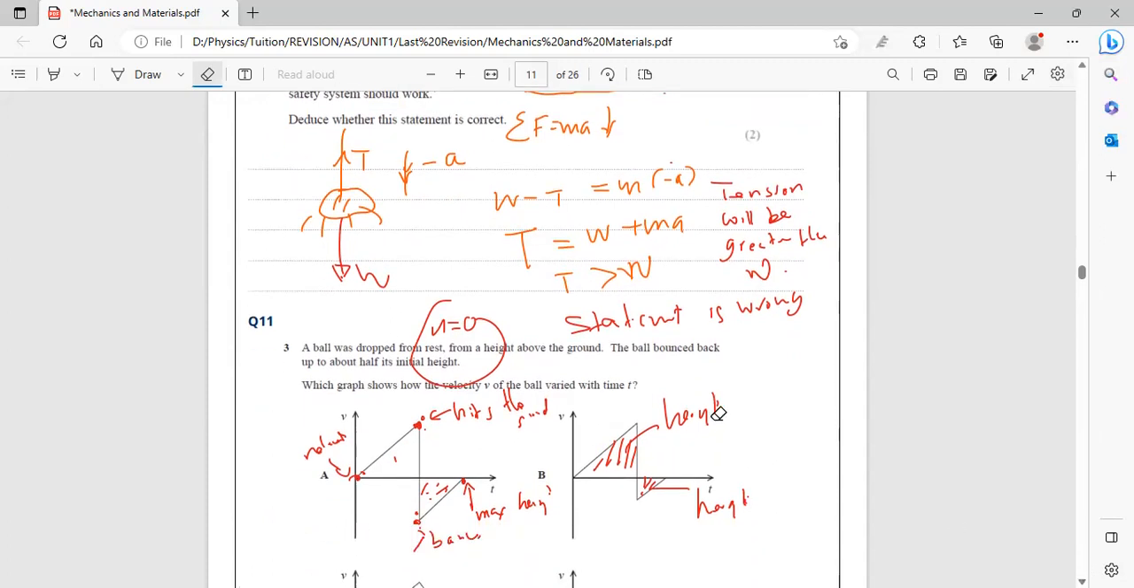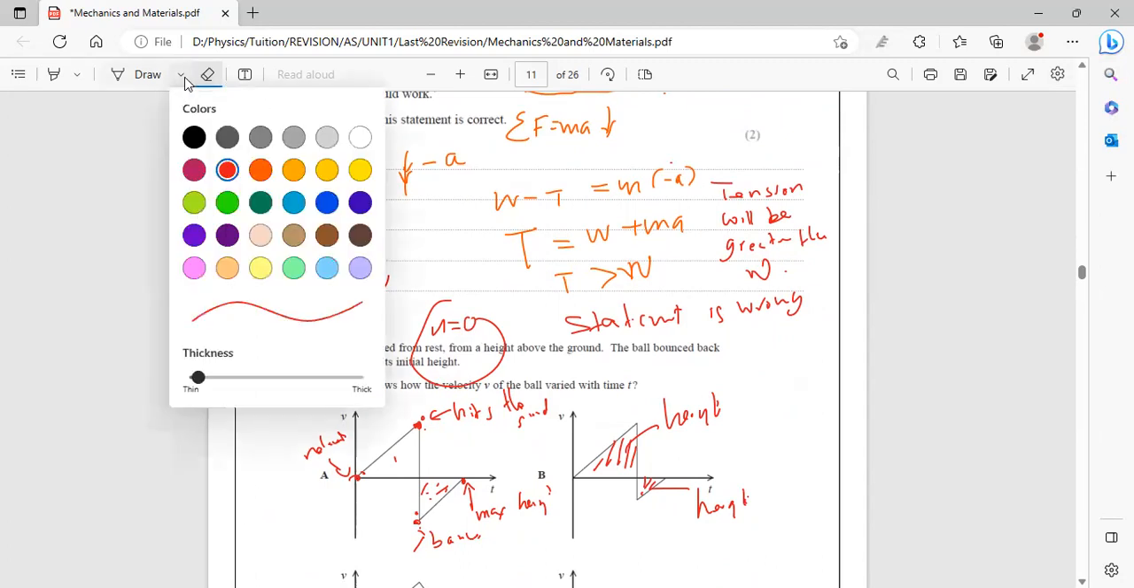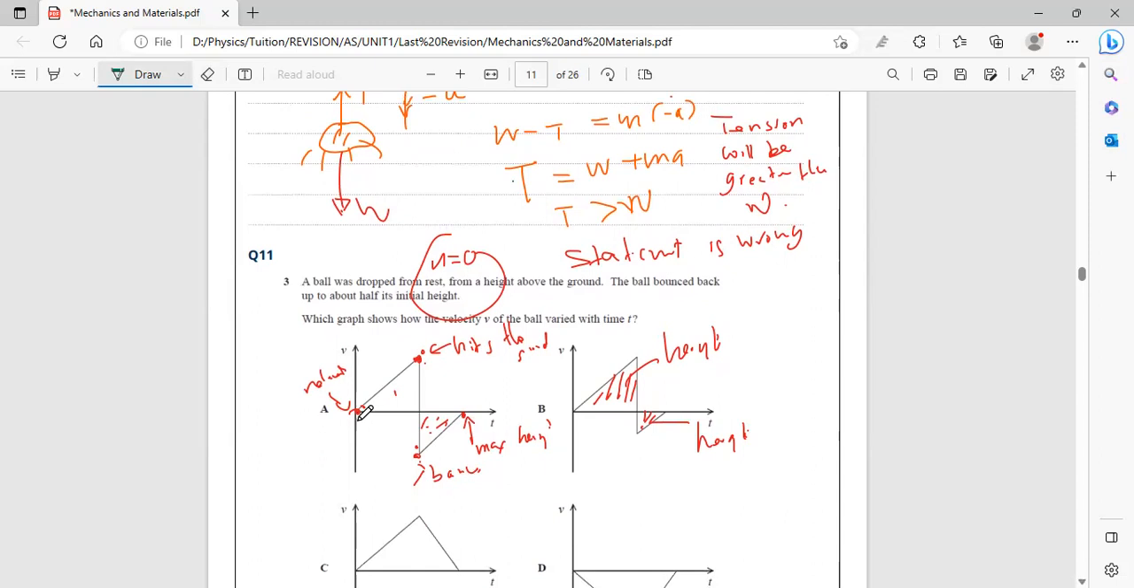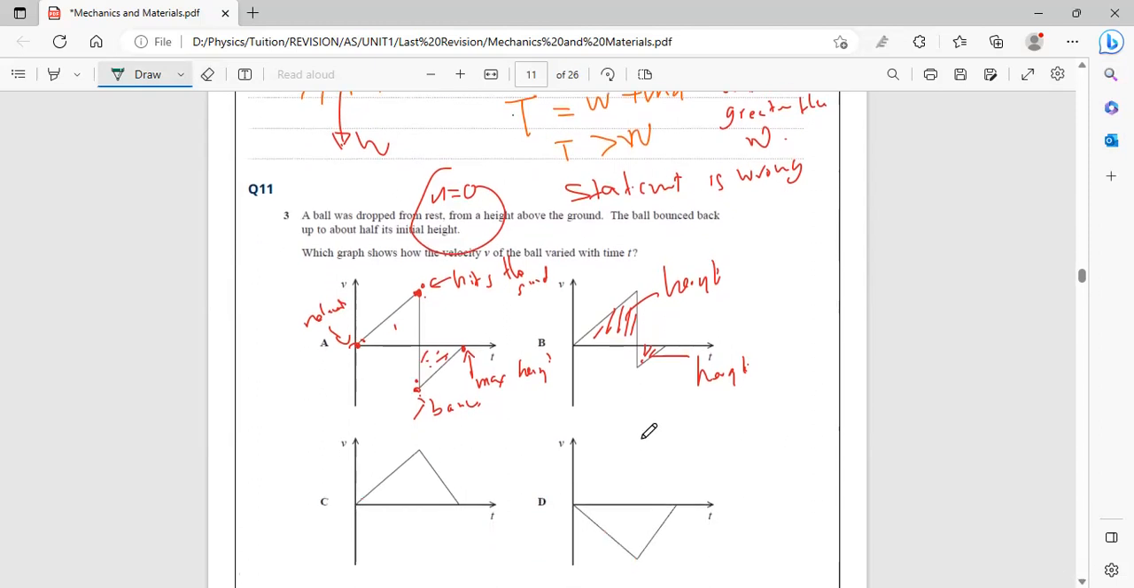Question number 11. A ball was dropped from rest, so initial velocity is 0, from a height above the ground. The ball bounced back up to about half of the initial height. Which is the correct graph? A is the correct graph. It's dropped at 0, so initial velocity must be 0. So all graphs have initial velocity 0.